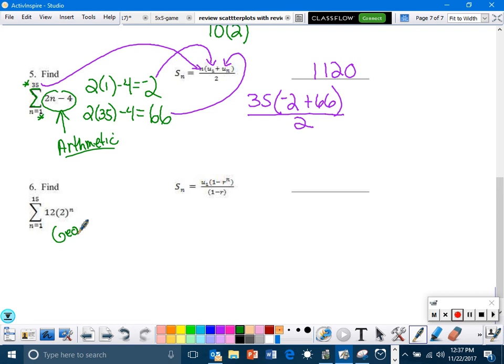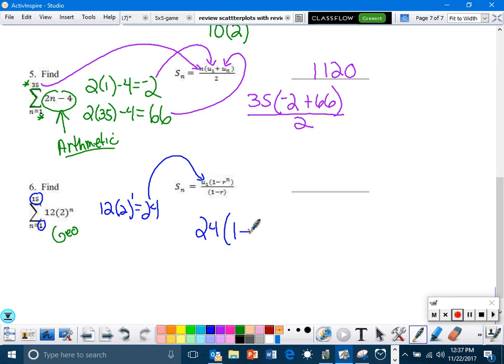So in this case, all we need is to know the first number in the sequence. So we're going to find what's the sum of the 15 numbers in this sequence. But all we need to know is the first number. Okay, so 12 times 2 to the first power, which is 24. All right, so the first number in the sequence is 24.